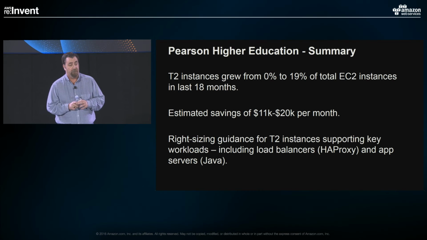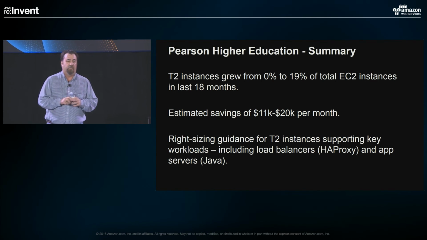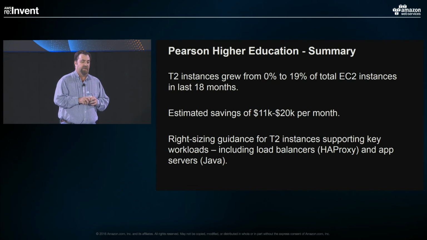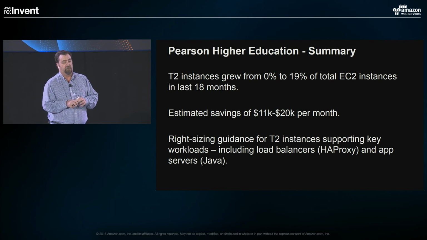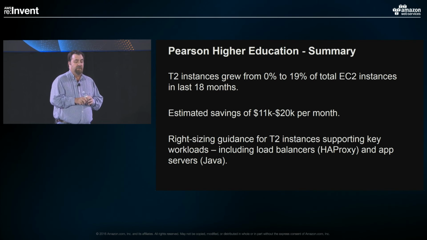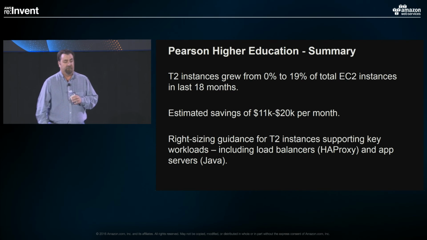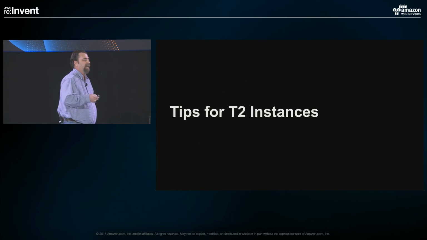So in summary, T2 instances grew from absolutely none, 0% in the company, all the way to 19% of our total instance counts over an 18-month period. The estimated savings for the company by migrating to the T2s was $11,000 to $20,000 per month on average. Right sizing guidance for the T2 instances also supports a lot of other workloads, including the load balancers and our app tier. And with that, I'll hand it back over to Luke.